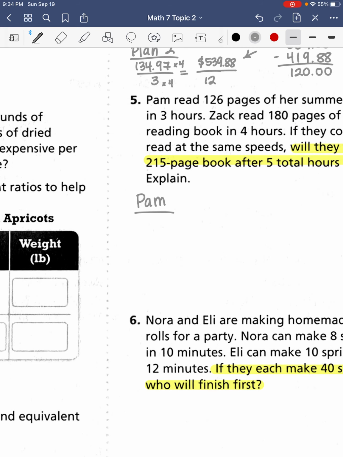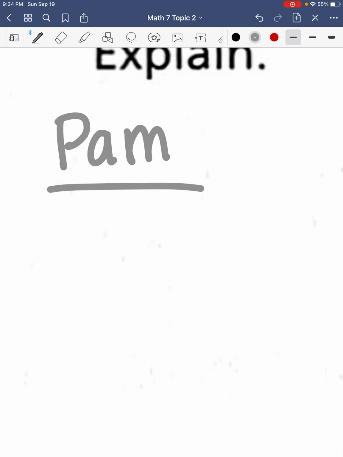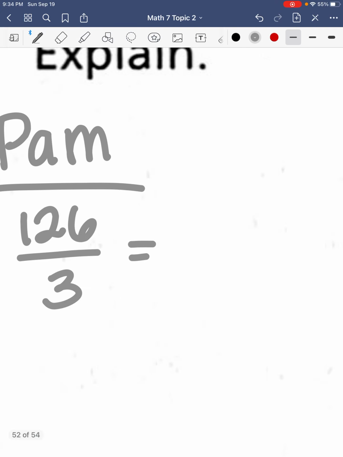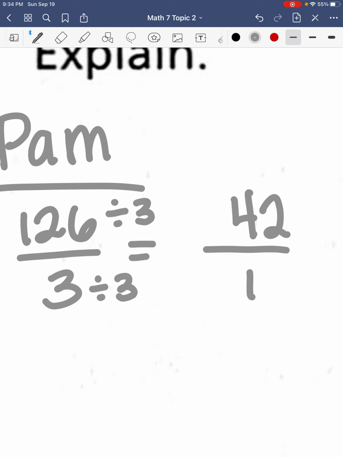So Pam reads 126 pages in 3 hours. So I'm going to use that information to write a fraction. So 126 pages in 3 hours. So I really need to figure out what is her unit rate. How much is she reading in just 1 hour? And so to do that, I'm going to divide by 3 on the top and bottom. So 126 divided by 3, when I put that in my calculator, I get 42. So I know that Pam is reading 42 pages in 1 hour.